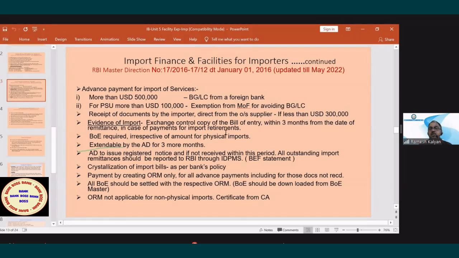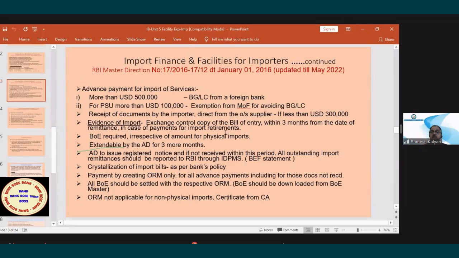Whenever you have given, say, an example I will tell so that it will be easy for you to understand. Suppose a customer is coming, sir, I want $10,000. I am going to import. Okay, you can give based on verifying the foreign trade policy. Okay, everything good. It is a permitted item. No problem. You can send the remittance. How do you send the remittance?